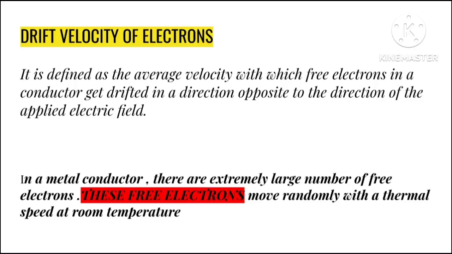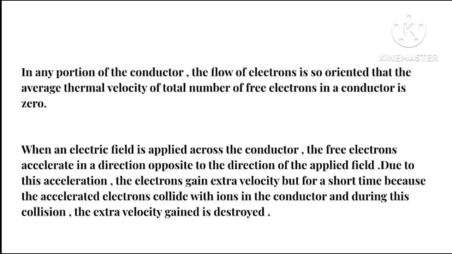We know that in a metal conductor there are an extremely large number of free electrons, and these free electrons move randomly with a thermal speed at room temperature. The electrons move freely in the conductor, so we can take any portion of the conductor. As these electrons move freely, their average thermal velocity can be taken as zero, as their total result becomes zero.